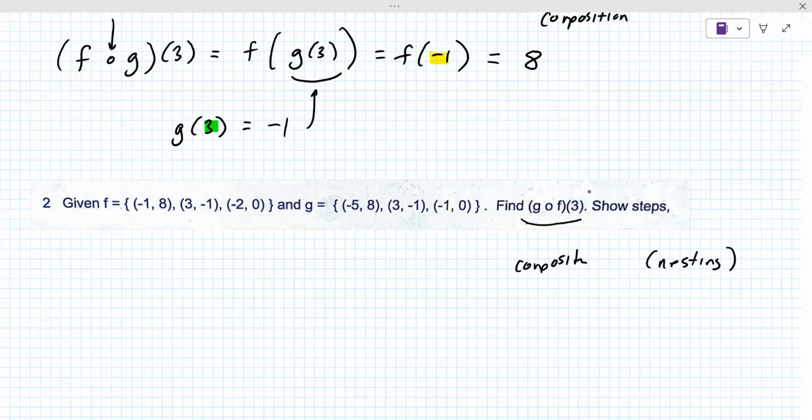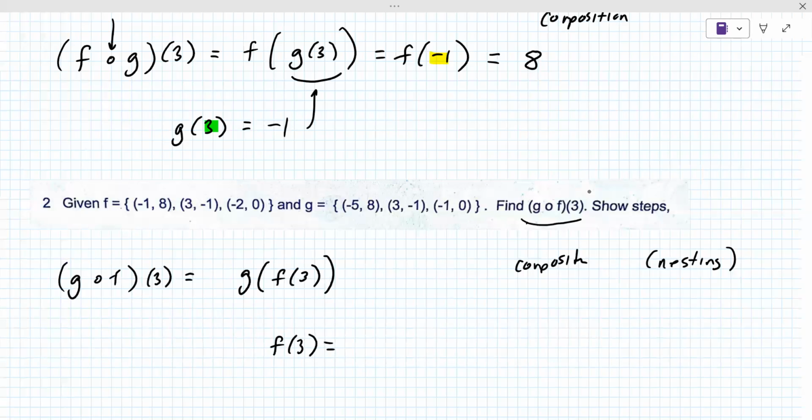So the G bubble F of 3 means to start with F of 3. Start with F of 3, and then you take the result of that and use it for G. So you first figure out what is F of 3. You're looking on the left here. Can you tell me what F of 3 is? Where do you see 3 as an X value in this list? 3 and comma -1. So -1.